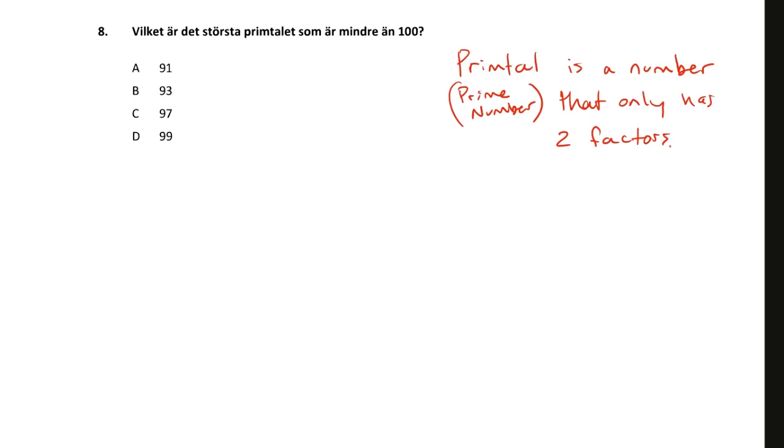15 is not a prime number because you can divide it by 15 and 1, but also you can divide it by 5 and 3. So it has 4 factors. Prime numbers only have 2 factors. So it says the largest prime number. So let's start with the biggest number here, 99. Well, you know that 99 times 1 works, but also 9 times 11. Since there's more than 2 factors, this can't be a prime number. You can stop there. Now let's try the next biggest number, 97.